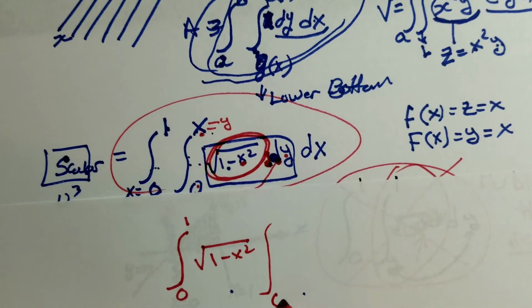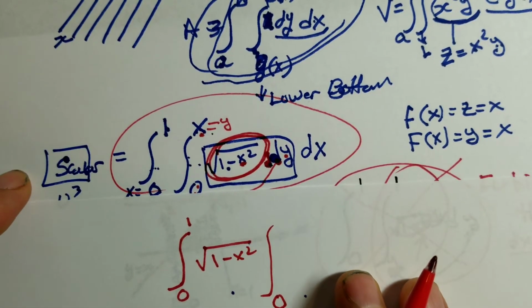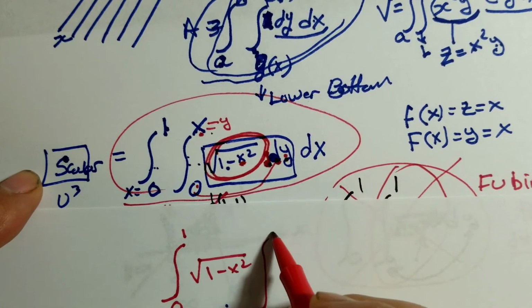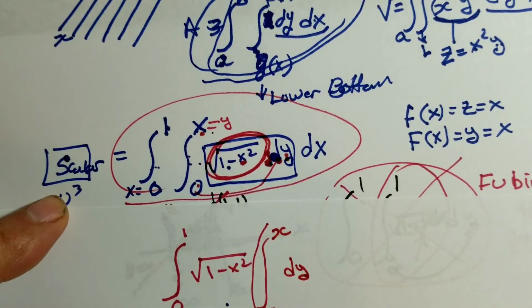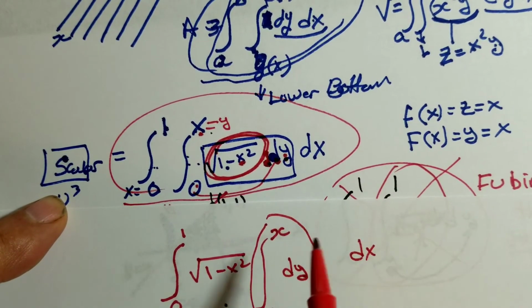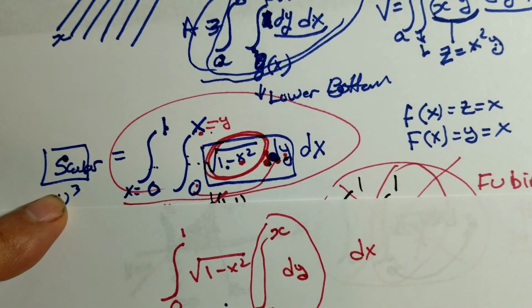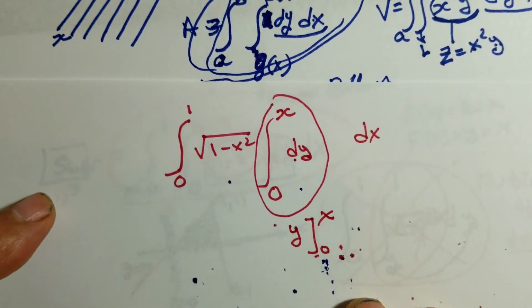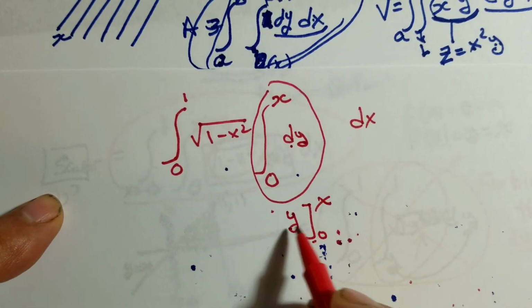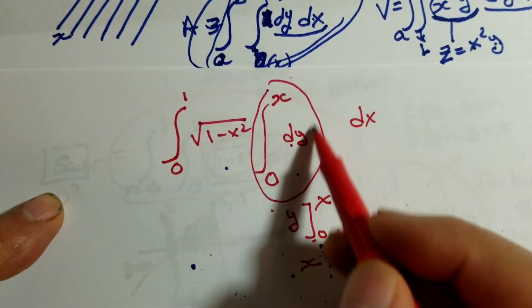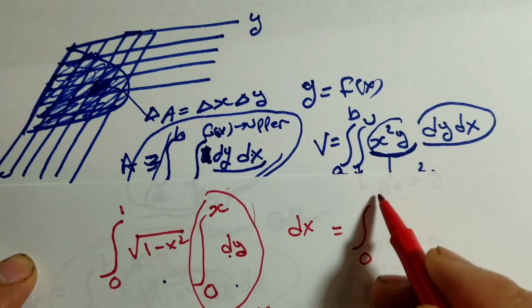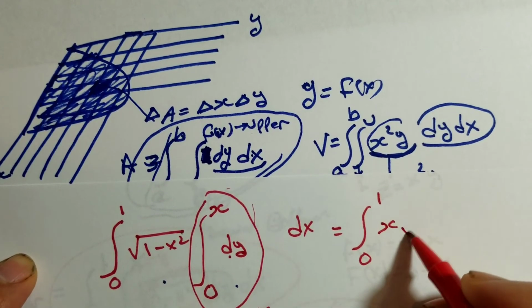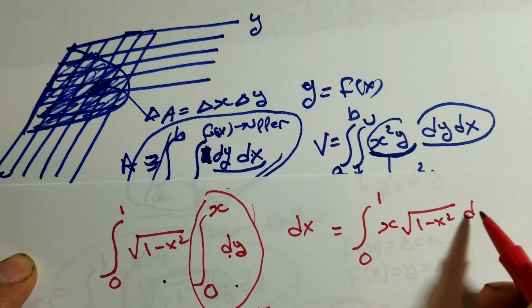And I'm going to do this one from 0. And because this is a function of y, this is my x. And I'm going to do dy. When I finish this, then I'm going to come back and do the outside with respect to x. Then this is y from 0 to x. This is y, x minus 0, x. Then the answer to that one is x. Therefore, that problem becomes the integral from 0 to 1 of x square root of 1 minus x squared dx.